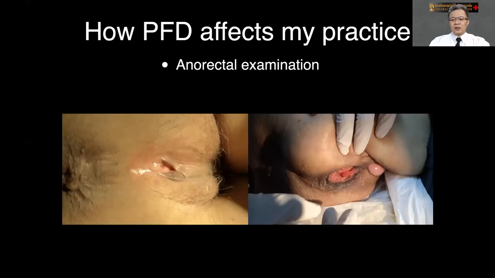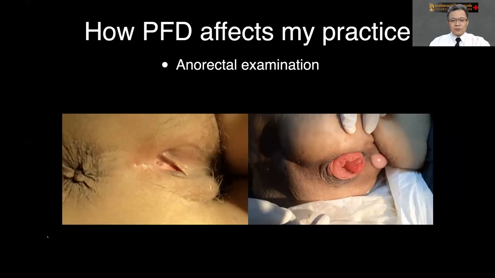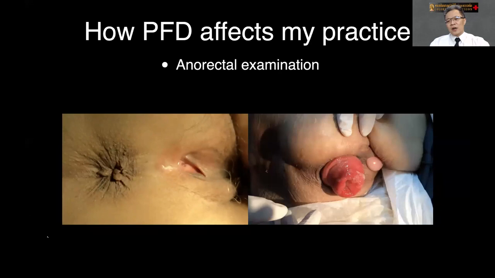During pushing, you may see the organ prolapse. On your left-hand side, you can see the hypermobility of the urethra. On your right-hand side, you can see the rectal prolapse and cystocele. So please start with pushing before putting your finger inside the anus.